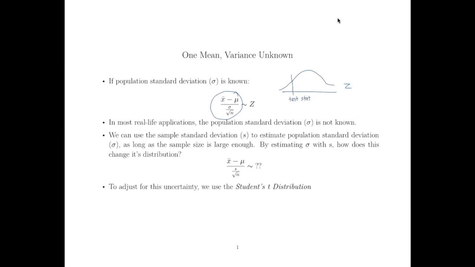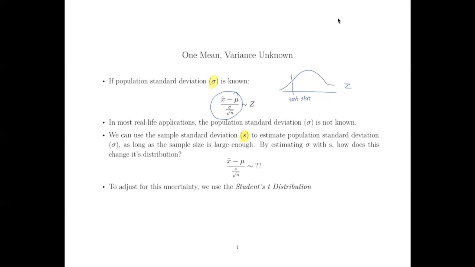Okay. So far we've really only talked about statistics that follow this standard normal distribution. But realistically, there's not going to be many situations where we know what sigma is, where we know what the population standard deviation is. So in most real life applications, we're going to use S, the sample standard deviation, to estimate the population standard deviation sigma. Okay, and we can do that as long as the sample size is large enough.